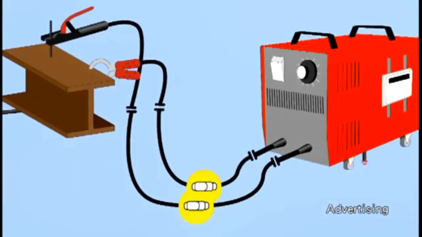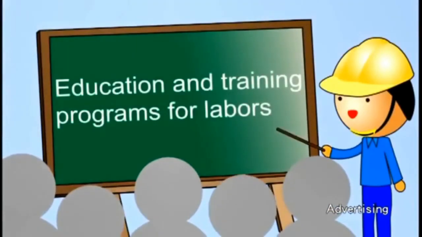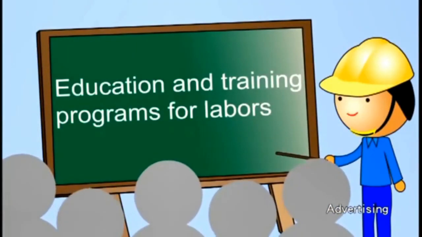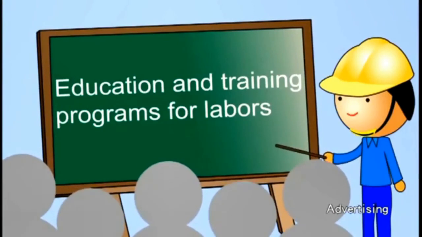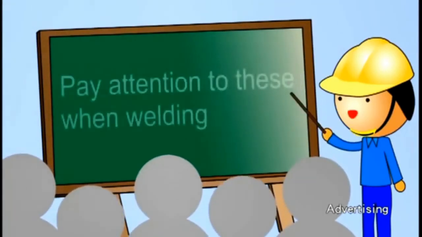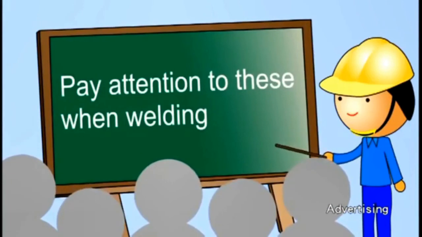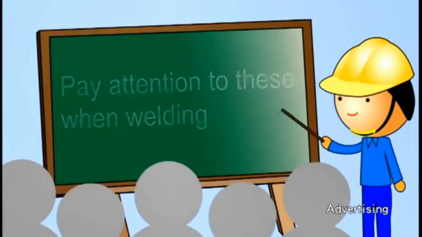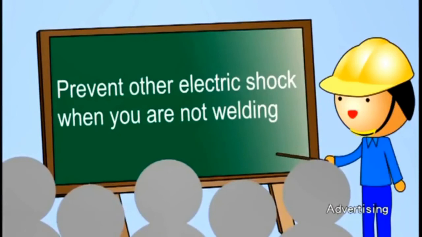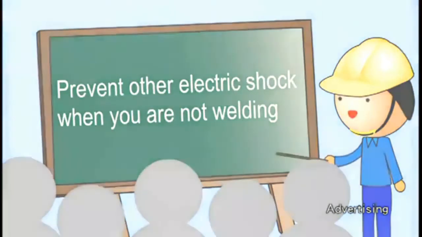4. Education and training programs for laborers. Employers should give employees general security training and education. When employees are given different assignments, education and training on new tasks should be given. Employees should take training and education programs about operational hazards and security operations provided by employers.